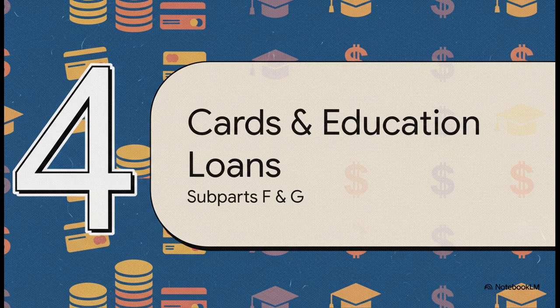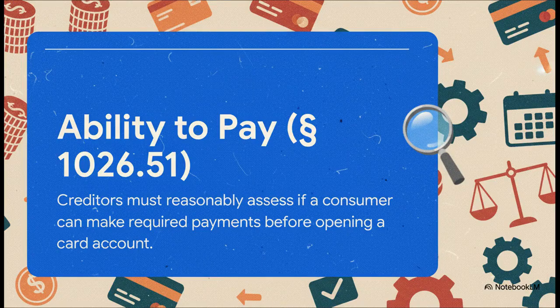Okay, moving beyond mortgages, Regulation Z has dedicated sections for other specific credit products where consumers really need extra protection, namely credit cards and private student loans. A really key provision in Subpart G is the ability to pay standard.